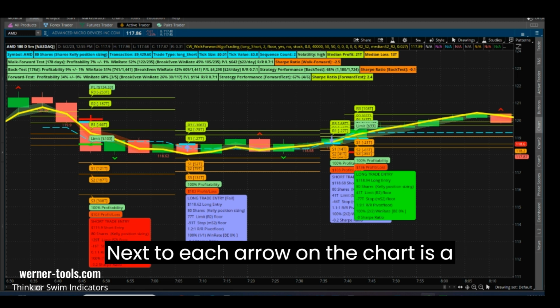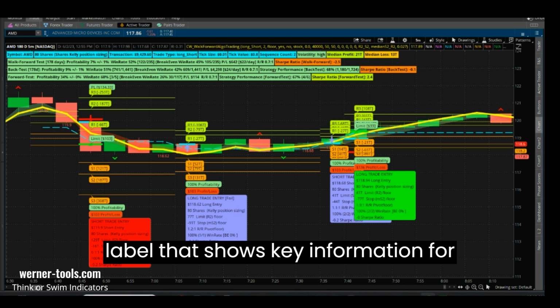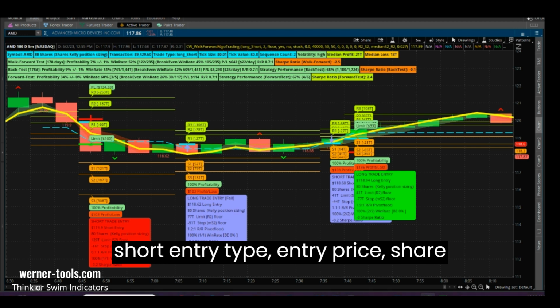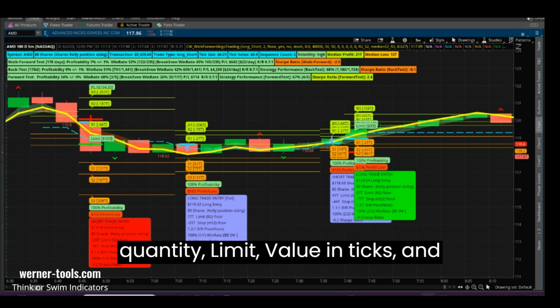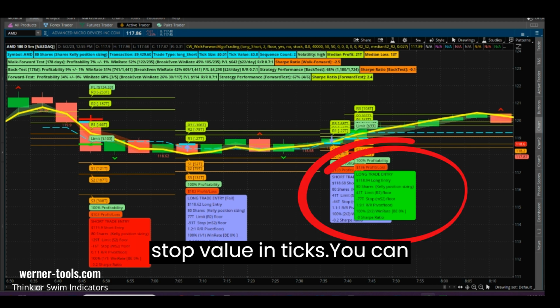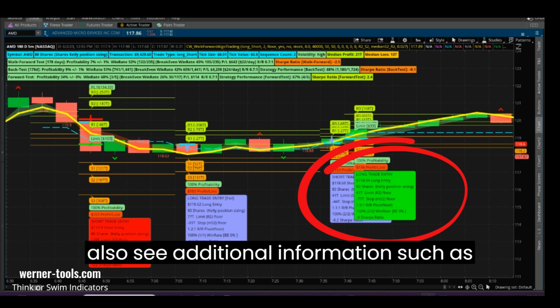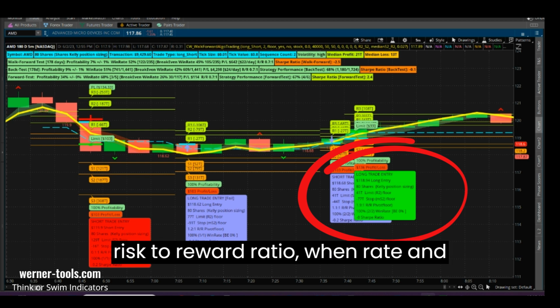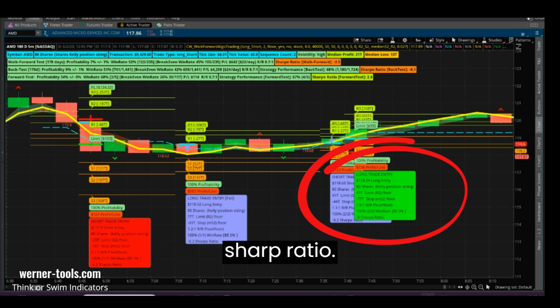Next to each arrow on the chart is a label that shows key information for executing each trade, such as long or short entry type, entry price, share quantity, limit value in ticks and stop value in ticks. You can also see additional information such as profitability, profit/loss, risk-to-reward ratio, win rate and Sharpe ratio.